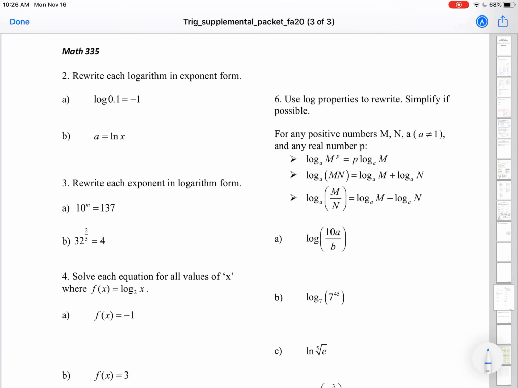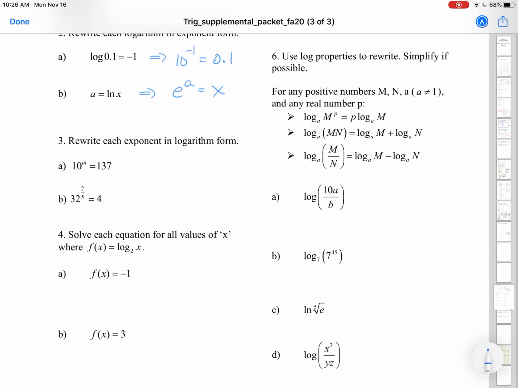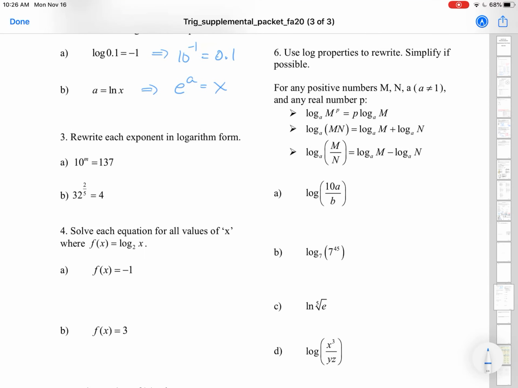So what we want to remind you of is the definition of logs. So if you have log of 0.1 is equal to -1, we need you to be immediately able to translate that to its exponential, which is the base 10 raised to the exponent, what the log's equal to, and is equal to what the log is operating on. ln of x is equal to a. What's the base? e. What's the power? a. What's that equal to? x. Okay. Rewrite each into its logarithm form.